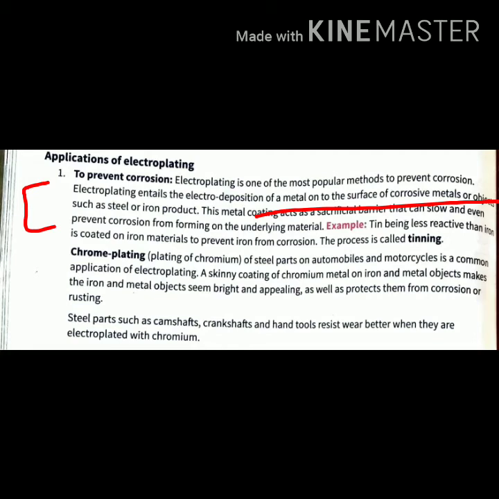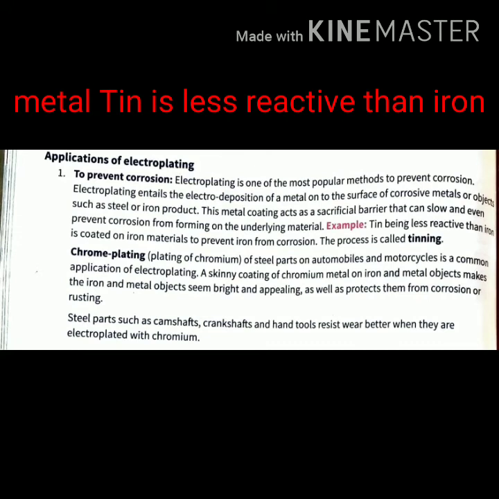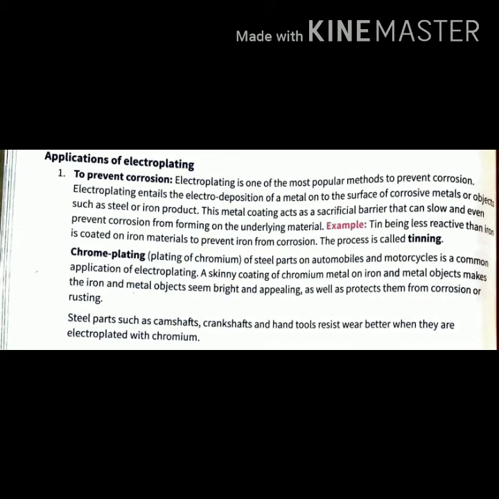One popular method is also mentioned here, which is known as tinning. In tinning, there is a metal called tin, and it is less reactive than iron. This less reactive metal tin is coated on iron materials so that it can prevent iron from corrosion. This process is known as tinning and it is mostly used.